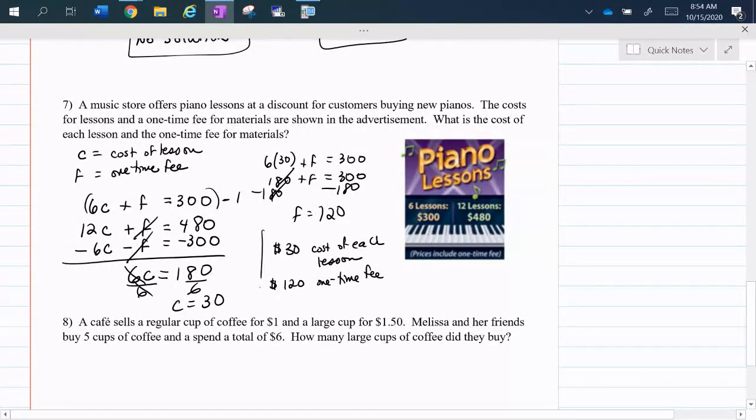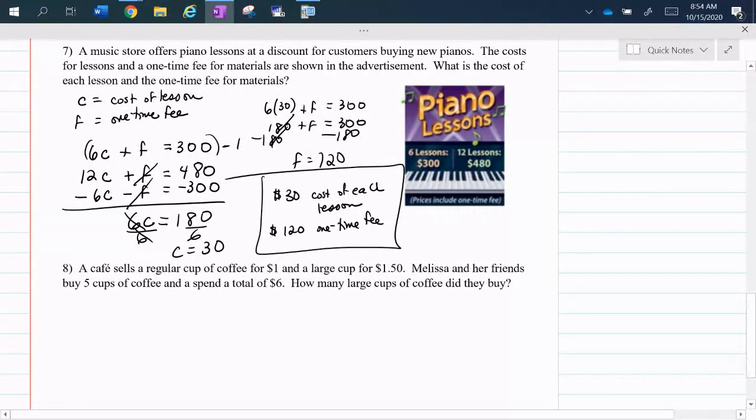So that wasn't too bad. Let's see if we can do that one more time. A cafe sells a regular cup of coffee for $1 and a large cup of coffee for $1.50. Melissa and her friends buy 5 cups of coffee and they spend a total of $6. How many large cups of coffee did they buy?